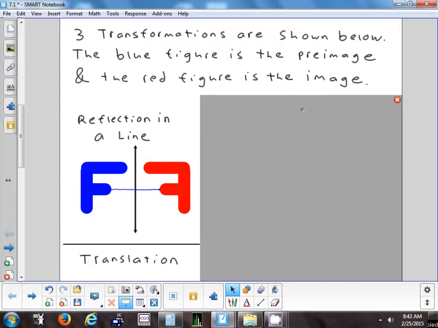So that's one technique to draw a reflection. All you have to do is measure distances to the line you're reflecting to and make sure they come out the same on each side. And then you've created a reflection. Okay, so that's a reflection.